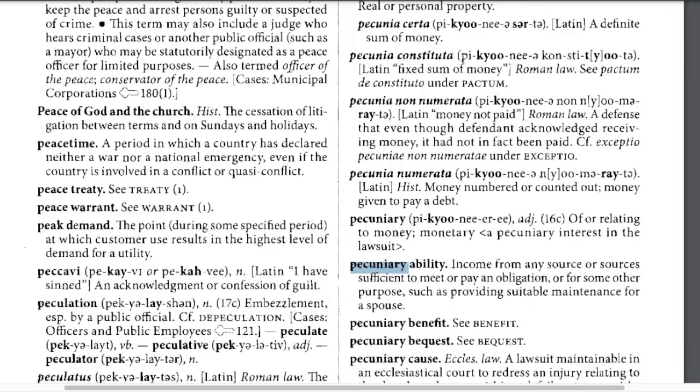By the way, this is a great word. It falls on here. Pecuniary, of course, it means of or relating to money. Great little word. Pecuniary ability to make income from any sources. All right.